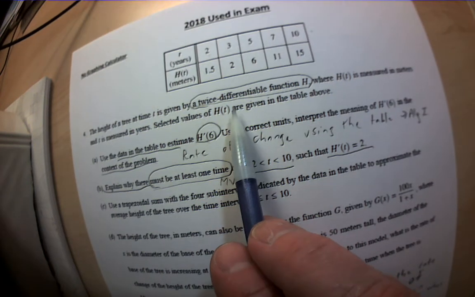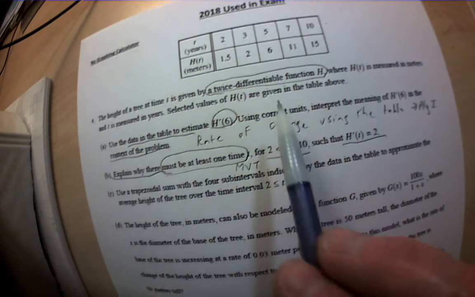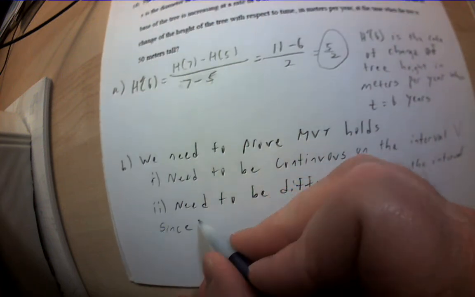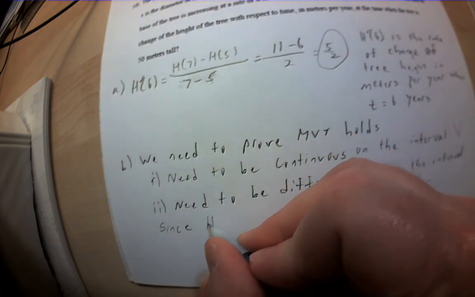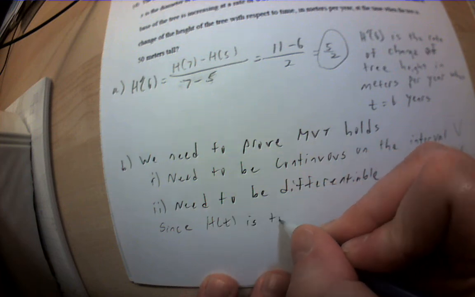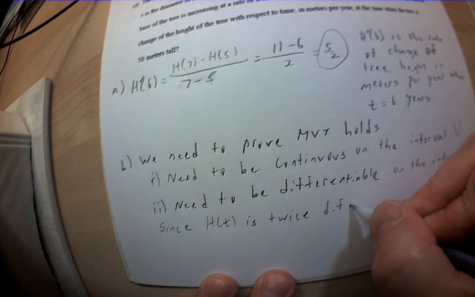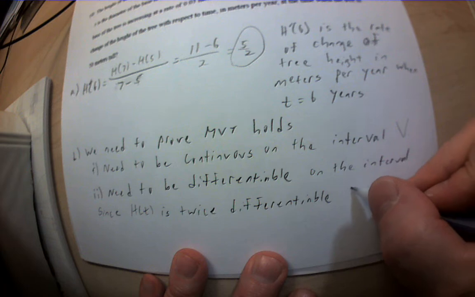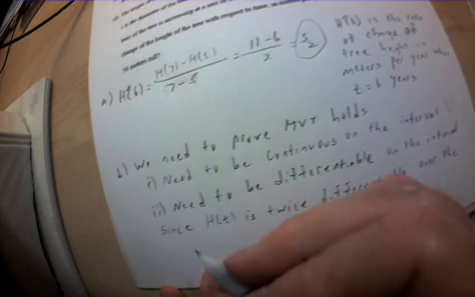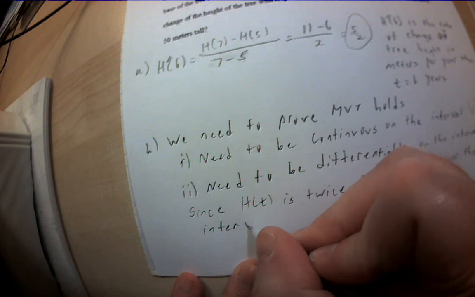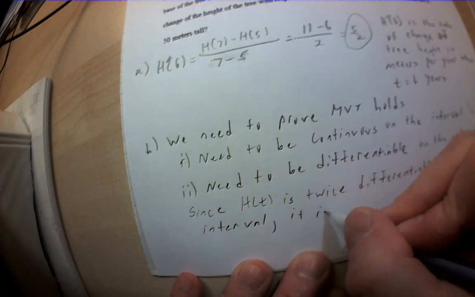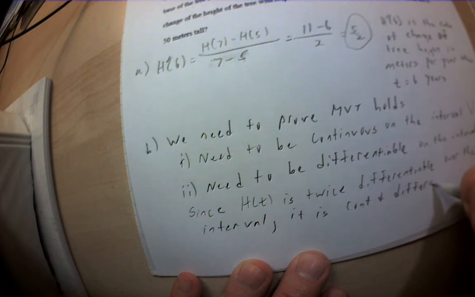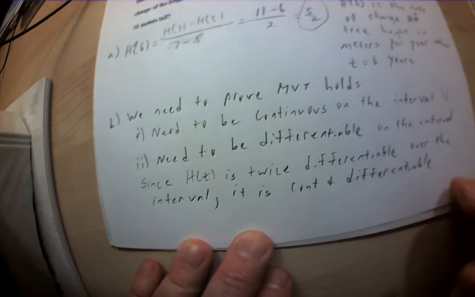Well, if you remember, I told you it was twice differentiable. Okay, so since h of t is twice differentiable over the interval, it is continuous and differentiable. Okay, so you're 2/3 of the way through the mean value theorem.